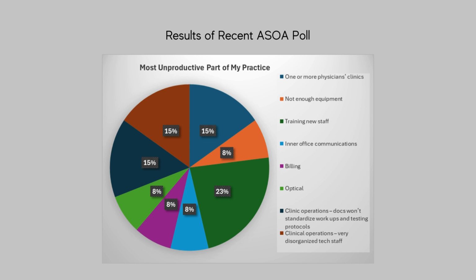Then at 15% each, we have one or more of the physician's clinics. So maybe they have a physician who's not productive enough, or takes a long time with patients, or has a lot of rechecks, or who knows. And then we also have the other 15% is clinical operations. One respondent said they had a very disorganized tech staff, that they were always in each other's way. And when I questioned her about how many techs they had and how many exam rooms they had, it sounded to me, just from my distant perspective, that they were overstaffed in the tech department. And she said it's just very confusing, disorganized. Everybody's in another person's way. So, could be something as simple as being overstaffed.